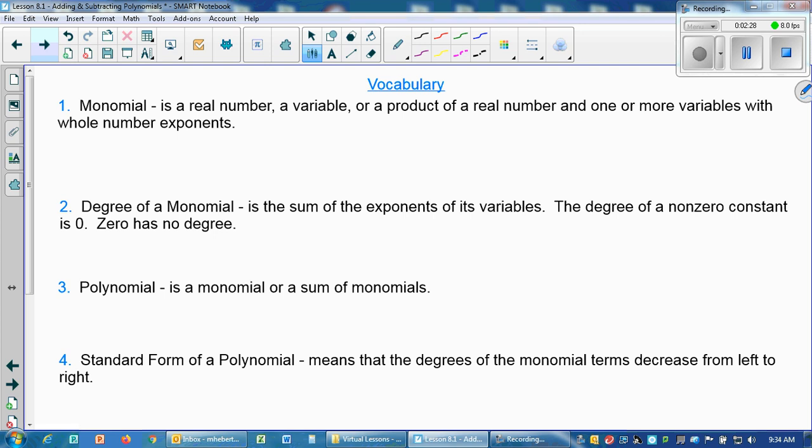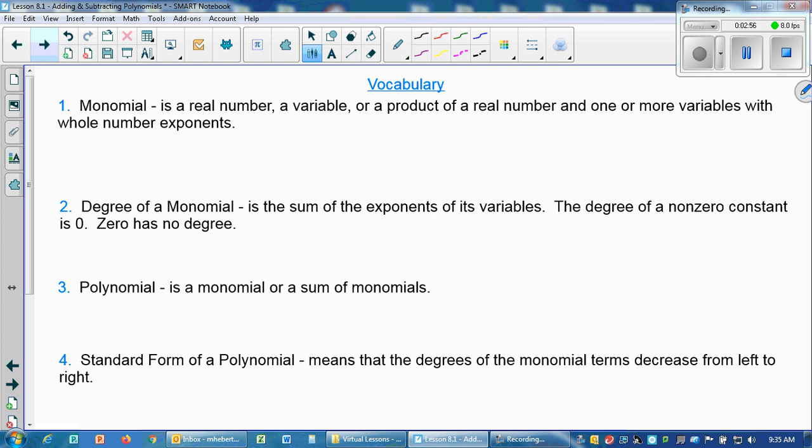All right, so vocabulary word number 1 is a monomial, which is a real number, a variable, or a product of a real number and one or more variables with whole number exponents. So whole numbers means not fractions, not decimals, whole numbers. Not negative numbers, but positive numbers for our exponents. So in a monomial, we're going to give an example of each of the various types.